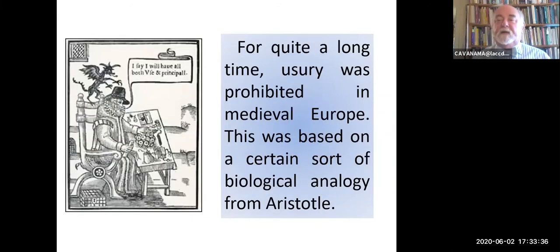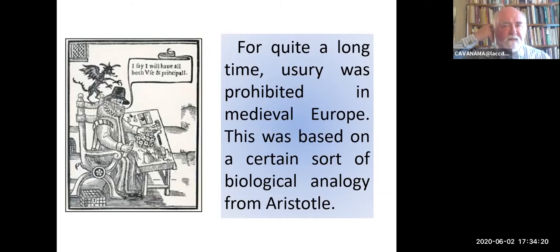Here's an example of Aristotle's influence, a baleful influence, as Bacon would regard it: usury. Okay, what's usury? Usury means a couple of things. It was prohibited in medieval Europe, and this was based on a certain sort of biological analogy from Aristotle. It was prohibited to Christians. Jews were not subject to that prohibition. That's one reason for the stereotype of the Jewish moneylender, Shylock, for example, in Shakespeare's Merchant of Venice. Jews were not allowed into the professions, were not allowed to own landed property, etc. Their economic opportunities were restricted, but this is one thing they could do, for which they had no competition from their Christian counterparts.